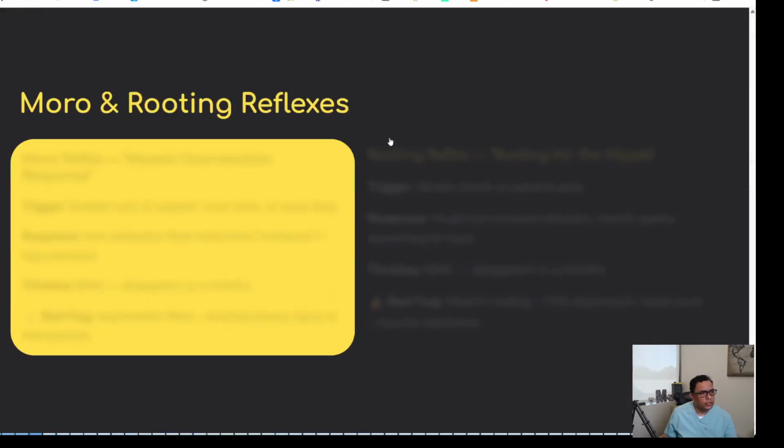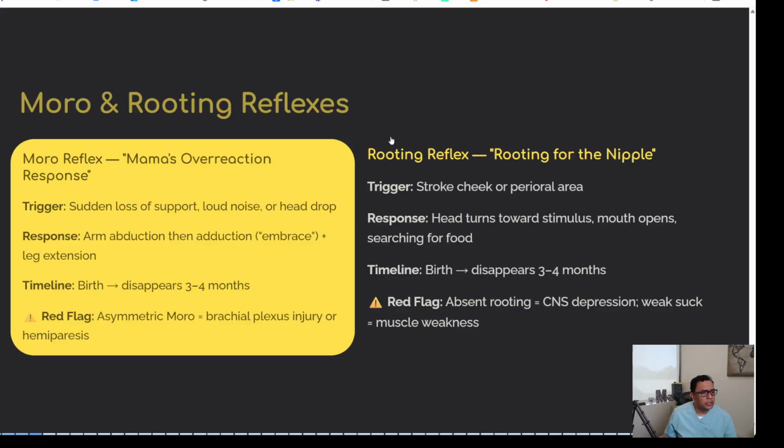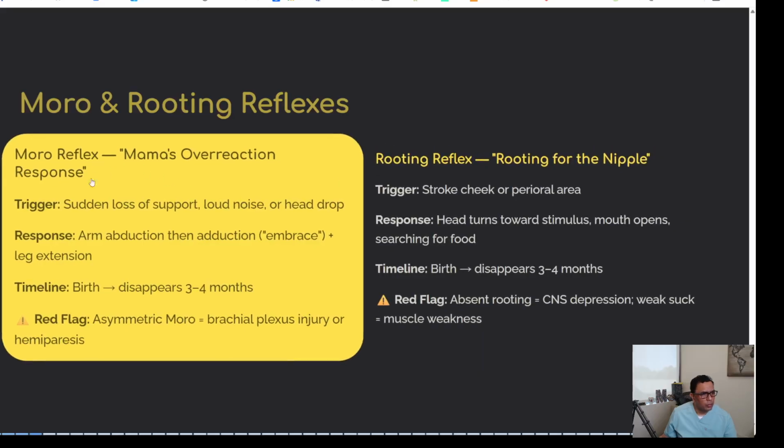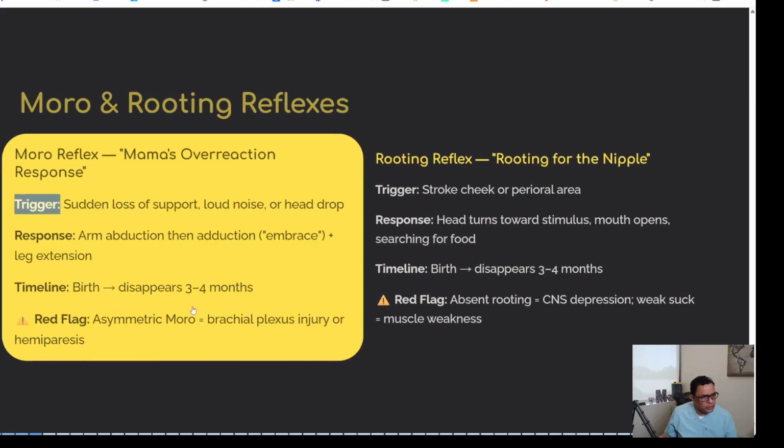Now let's look at Moro and rooting reflexes. Moro reflex is the mama's overreaction response. The trigger is sudden loss of support, loud noise, or head drop. Response is arm abduction and then adduction, and leg extension. Timeline: birth, disappears at 3 to 4 months. So when there is a sudden loss of support or loud noise, there is a startle, like the baby freaks out and the arms move and then come close together, and it disappears at 3 to 4 months.